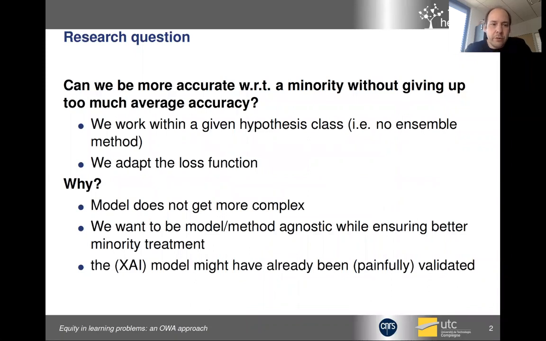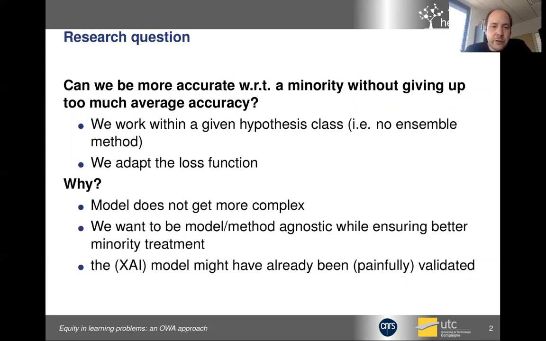So the research question we address is: when learning a model, can we increase accuracy with respect to a minority without giving up too much of average accuracy? In this work, we work within a given hypothesis class, which means that we will not use ensemble methods or iterative methods such as bootstrap. And our goal is to adapt the loss function to our problem.